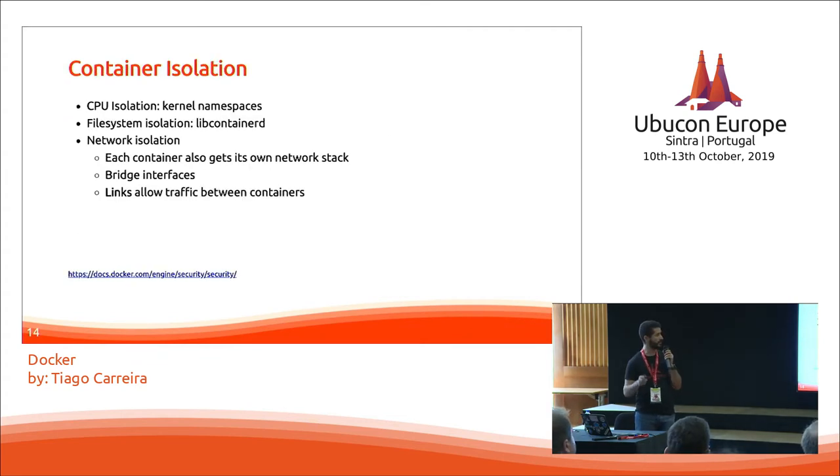Another thing about Docker is the isolation of containers in general. Docker specifically, when it creates a container, will use kernel namespaces to ensure that no container can access another container's information. So it's completely isolated in terms of processing, memory, system allocation, and file system isolation. The libcontainer ensures that no container can access the file system of another container unless it is specified to.